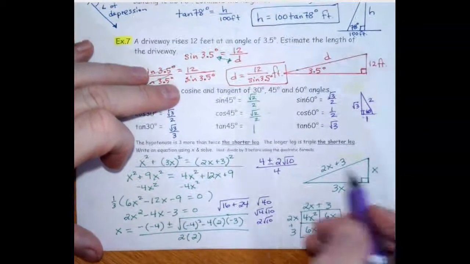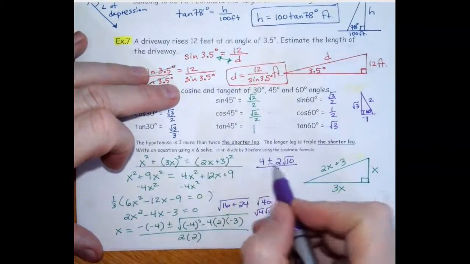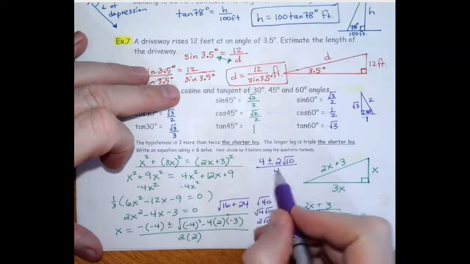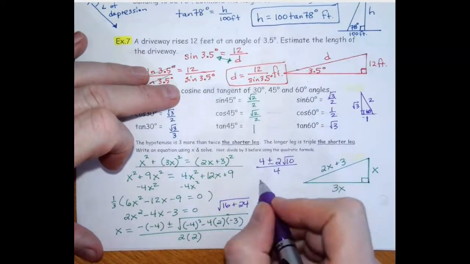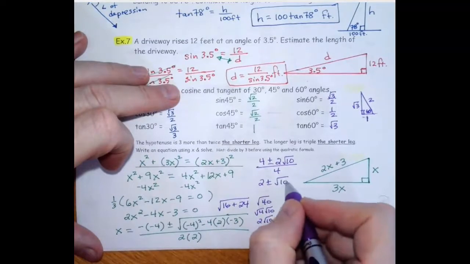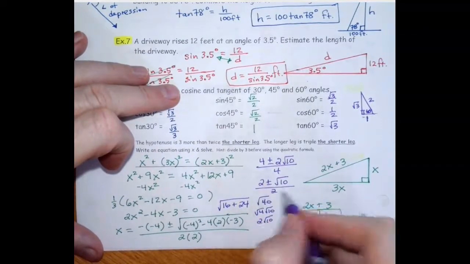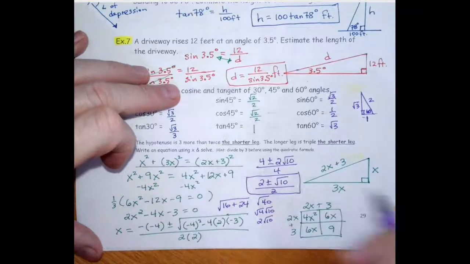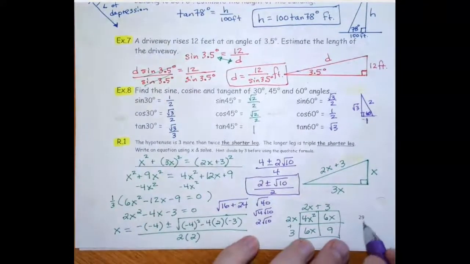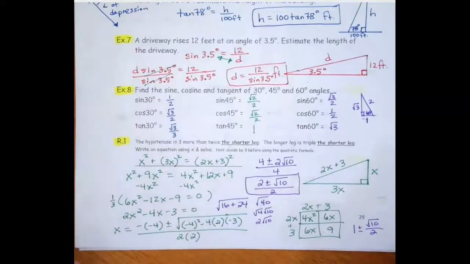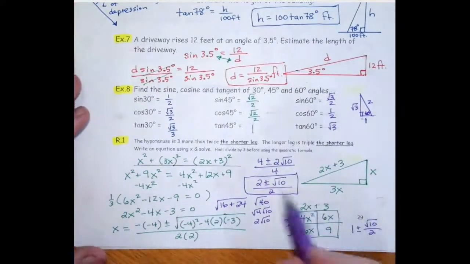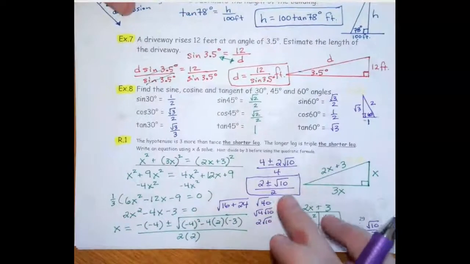But on the canvas, I think what we've been doing is just reducing it here. So these are basically 3 terms, and we can divide them all by 2. So that would be 2 plus or minus root 10 over 2. Okay, now like I said, in person what we would do is put 2 over 2 is 1, and then plus or minus root 10 over 2. So that's what you'll see on our answer key. But I think, on the canvas, we're doing this.